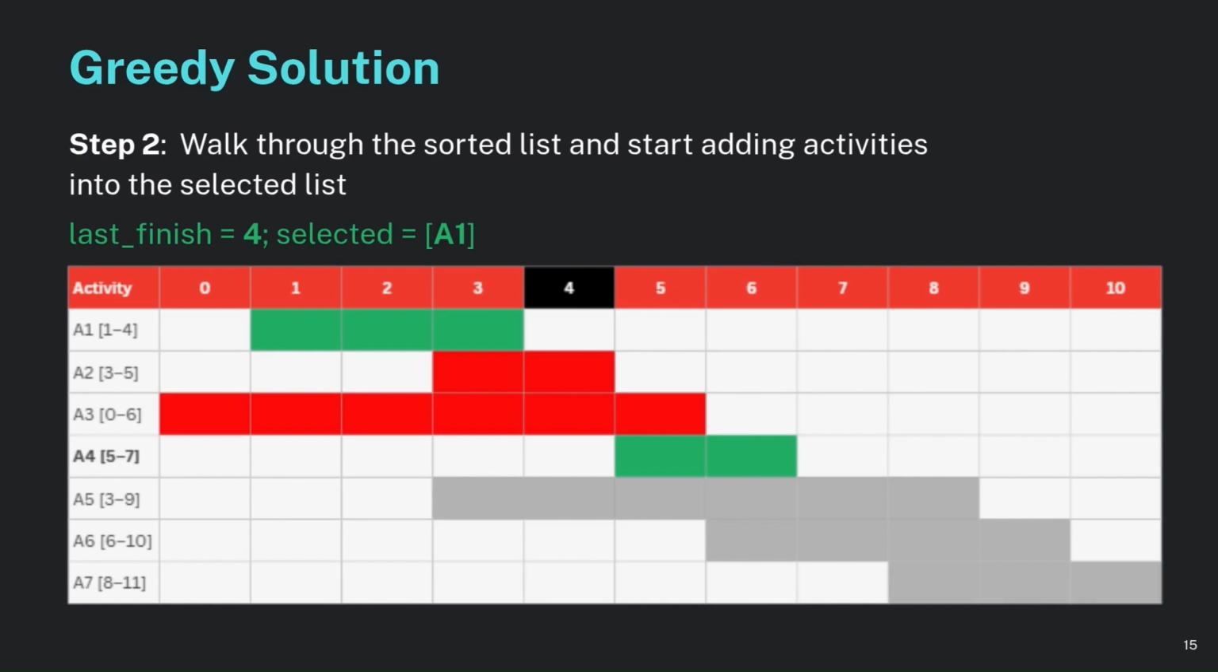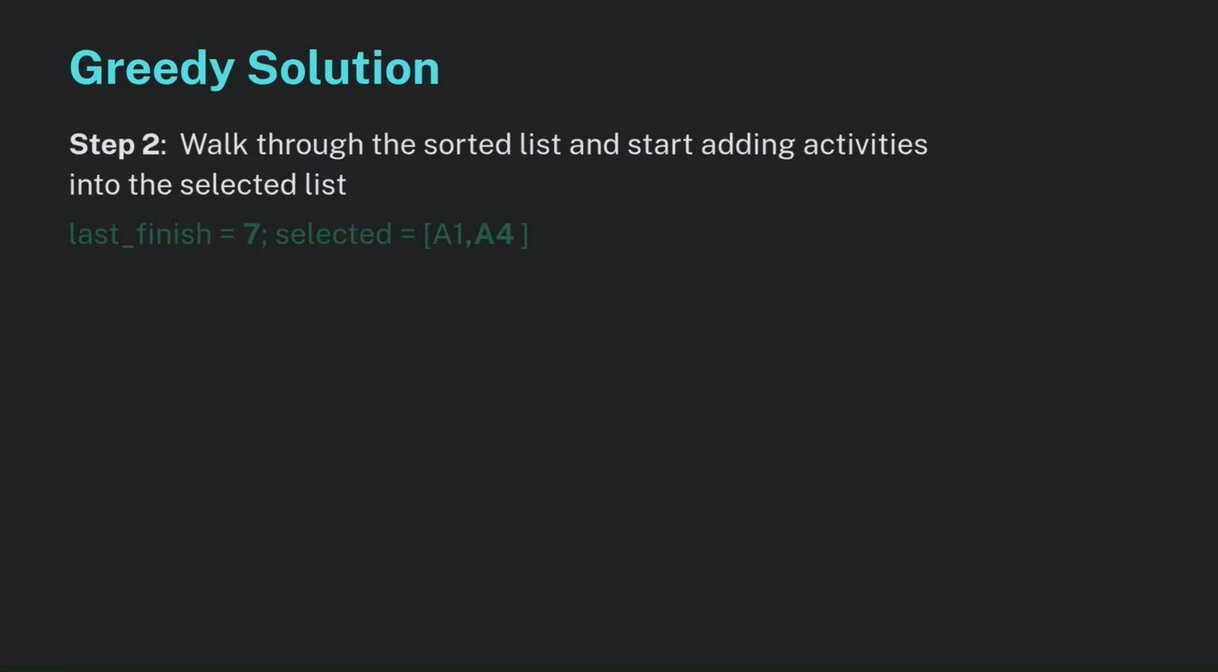We can add A4 since it starts after the finish time. And after I add it, I should also update the last finish time variable, which is going to be 7 this time.